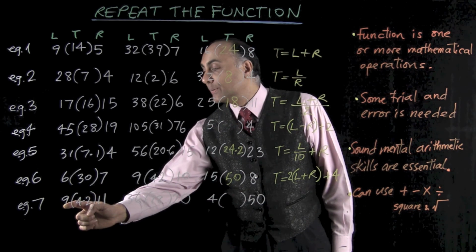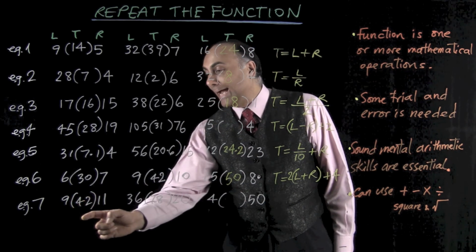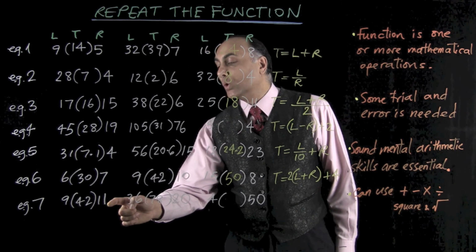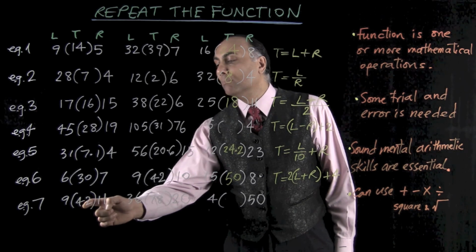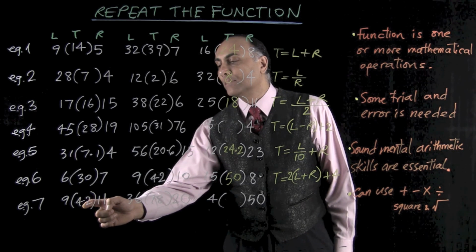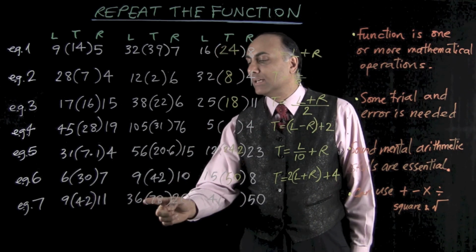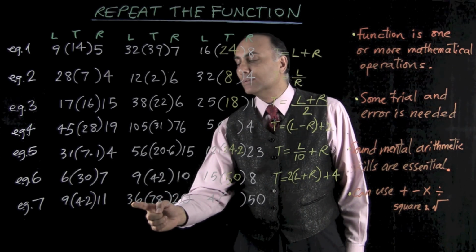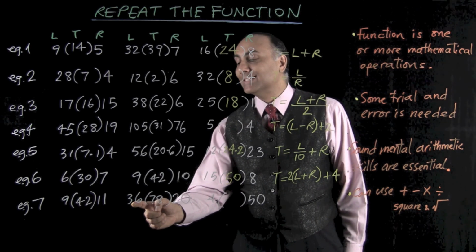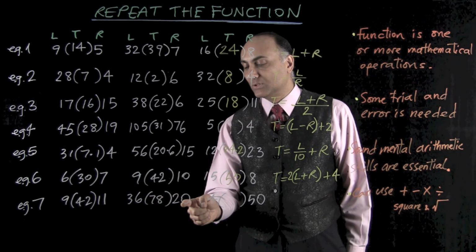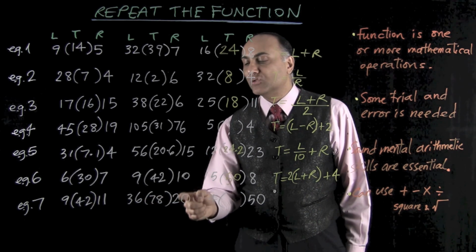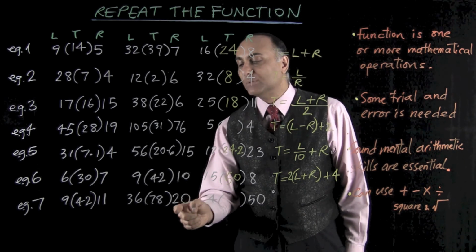Square root of 9 is 3. 3 add 11 makes 14. And to get from 14 to 42, multiply by 3. If I repeat that function here, I need to square root the left, so that's square root of 36, which is 6. Add the 6 onto 20, which is 26, and then triple 26, which makes 78.